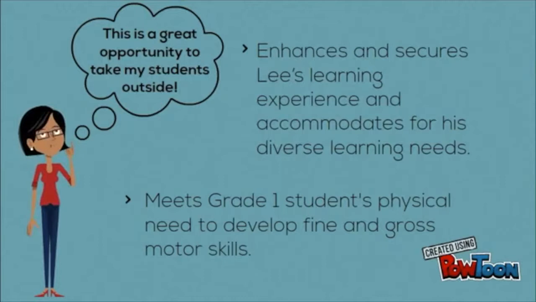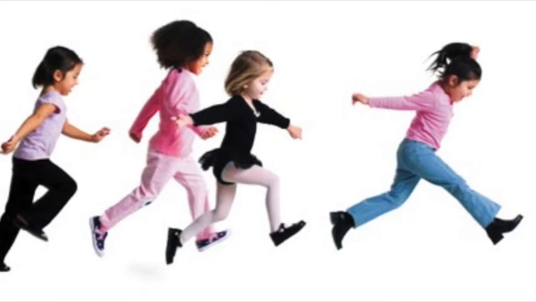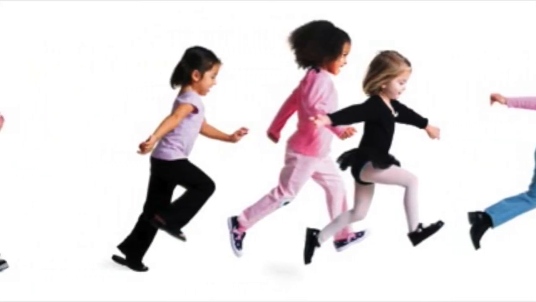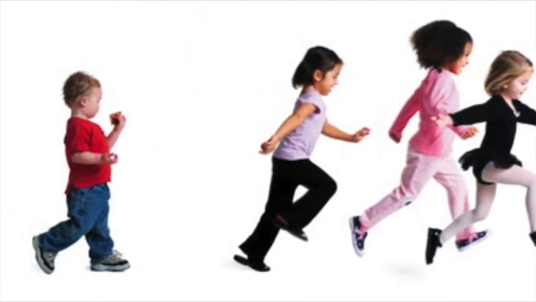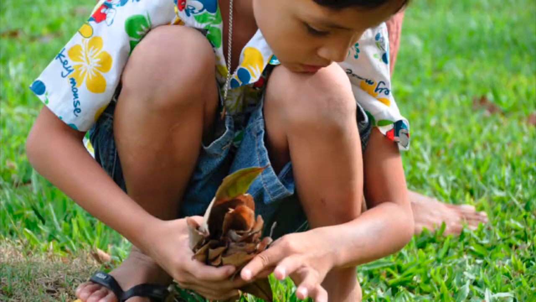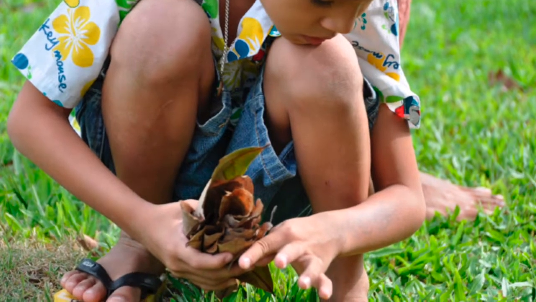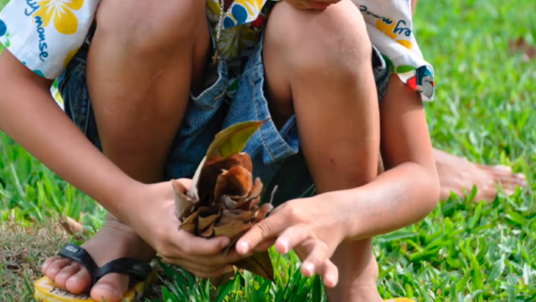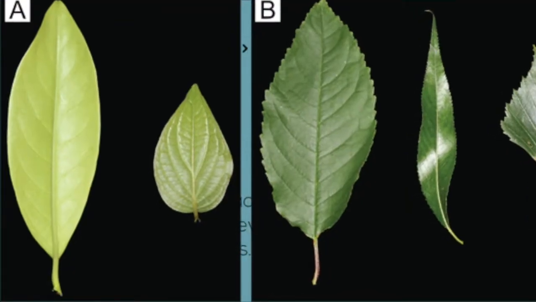Additionally, the teacher is providing opportunity for students to develop gross motor skills through outdoor activities such as running, jumping, and walking over uneven surfaces. The need for fine motor skill development is also being met as students bend down to pick up leaves, exercising their grasping and holding skills, as well as using their sensory skills to identify the unique qualities of the leaves, such as smoothness or roughness of the leaf.